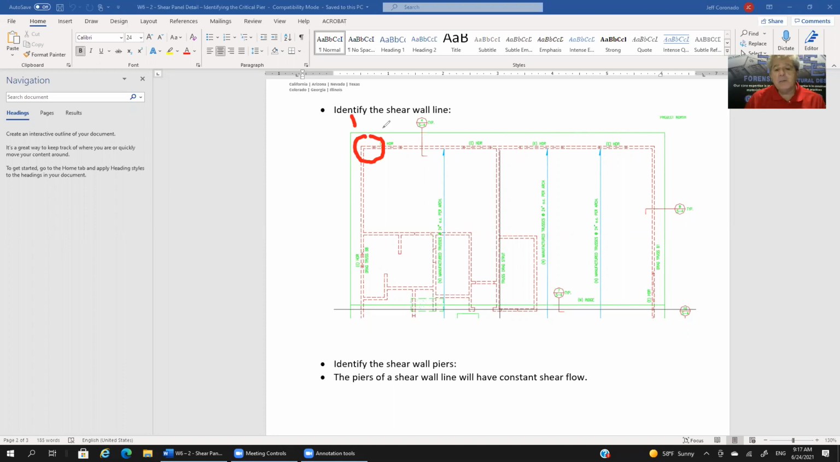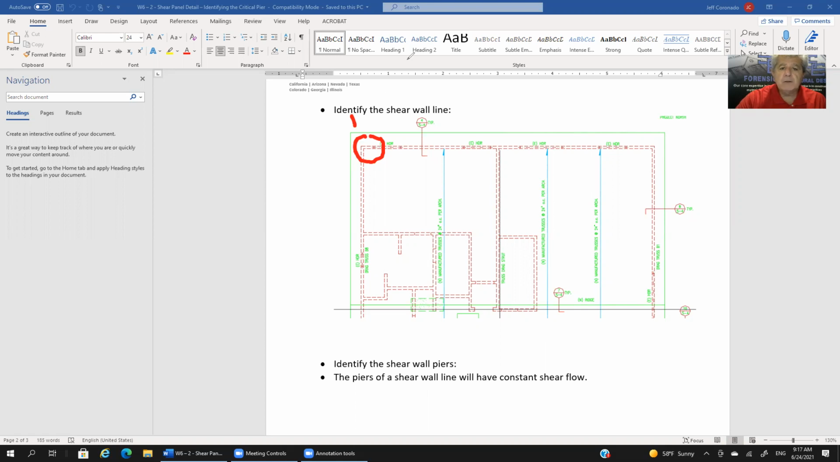Actually, it doesn't specify a minimum width. What it does is specify a minimum aspect ratio. So if your pier is too narrow to meet that aspect ratio, then it doesn't qualify as a pier. And the reason for that is because it would be deemed to be too flexible.